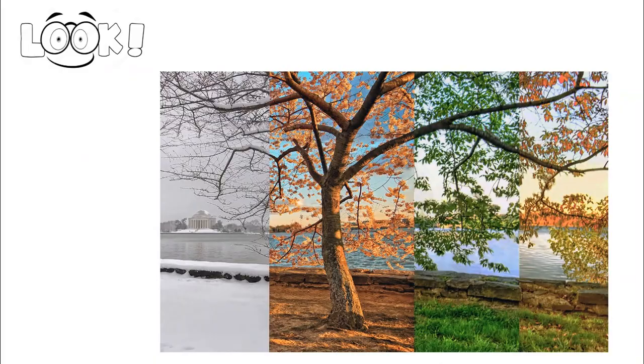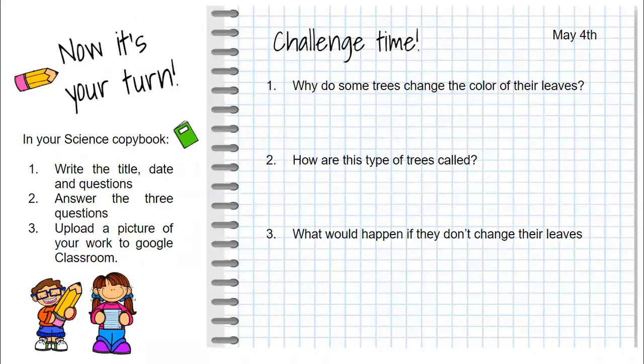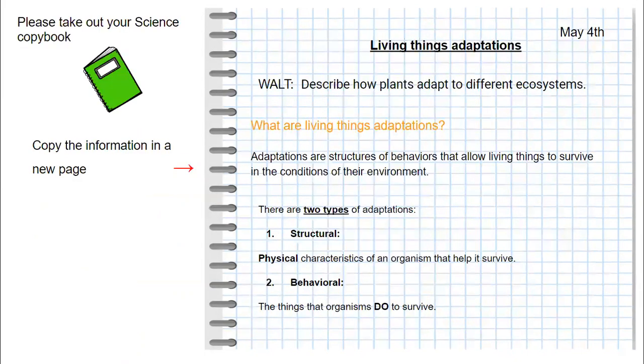Challenge time. Please get your science copybook. Write the title, date, and questions. Answer the three questions. Why do some trees change the color of their leaves? How are these type of trees called? What would happen if they don't change their leaves? Then upload a picture of your work to Google Classroom. Finally, please write information in a new page.